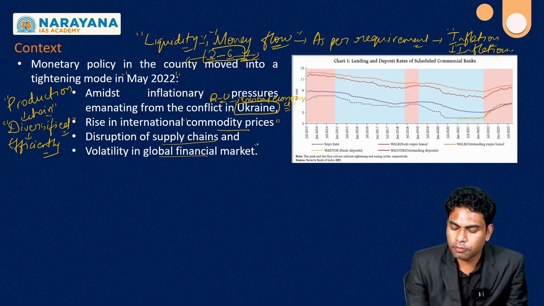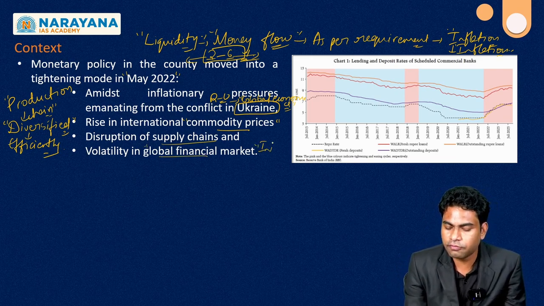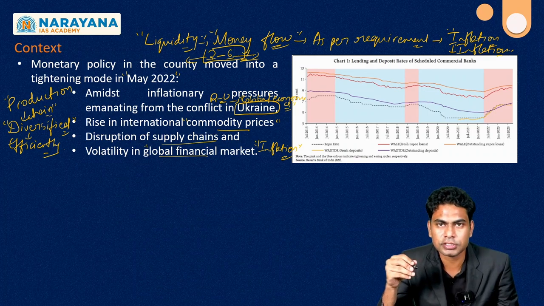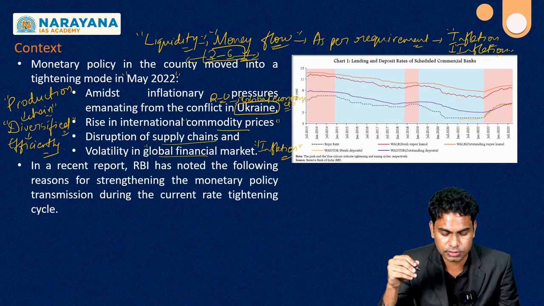Then volatility in the global financial market, as we are witnessing inflation in various countries, as we have already seen. And the tightening of liquidity is observed not only in India, but in different countries as well. For example, the United States and European countries.